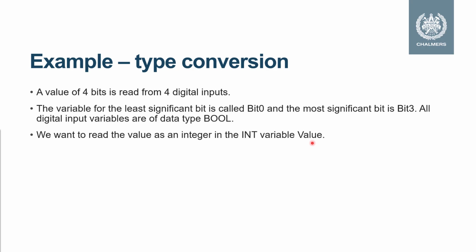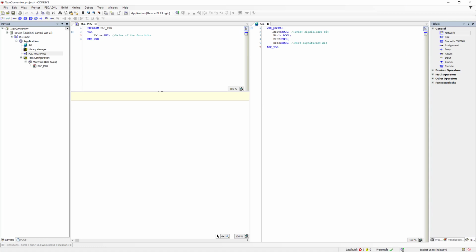I will start Codesys and try this example. Here is my global variable list of the 4 bits that we have on the digital inputs, our physical inputs, and here is my local variable value that I want to read from those 4 bits. The value will be read as binary code, where bit 0 is multiplied by 1, bit 1 is multiplied by 2, 4, 8, and the results are added to become our value.